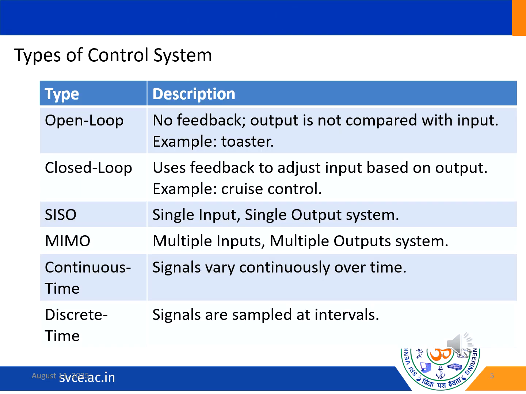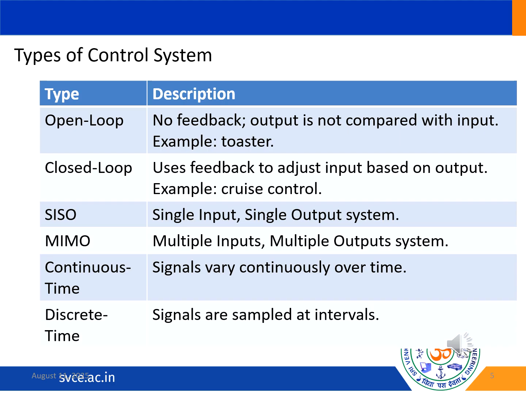Here we'll move on to the types of control systems. There are 6 types of control systems. We'll see them one by one. The 6 types are: open loop system, closed loop system, SISO, MIMO, continuous time systems, and discrete time systems. First let's consider the open loop system. Here there is no feedback. The output is not compared with the input, and for example we can consider a toaster.